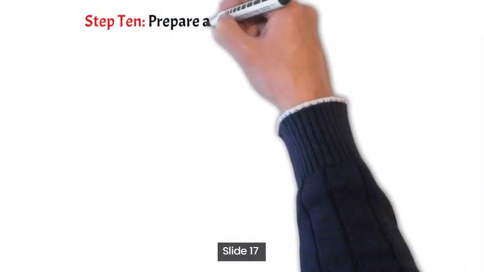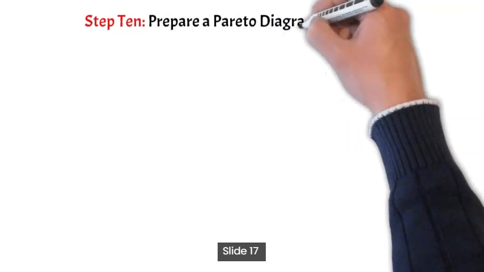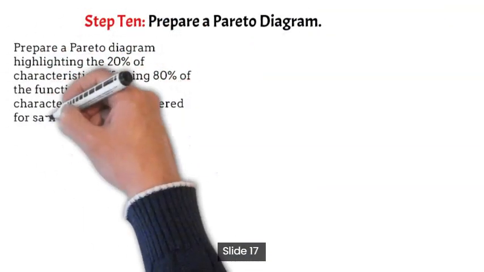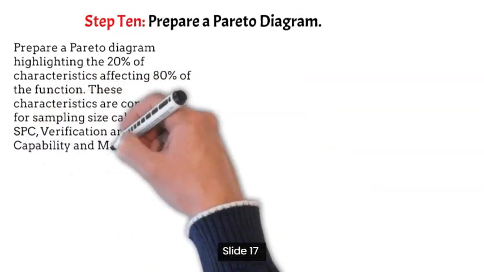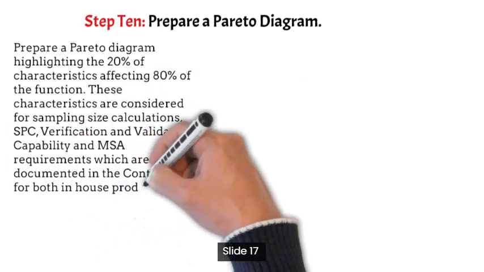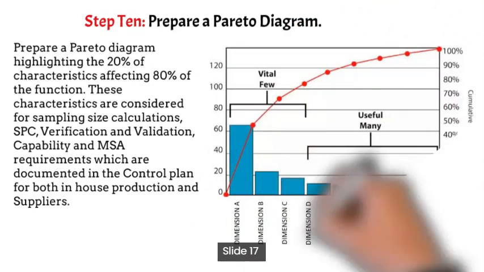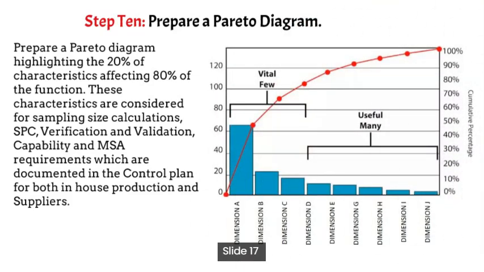Step 10. Prepare a Pareto diagram highlighting the 20% of characteristics affecting 80% of the function. These characteristics are considered for sampling size calculations, SPC, verification and validation, capability and MSA requirements, which are documented in the control plan for both in-house production and suppliers.